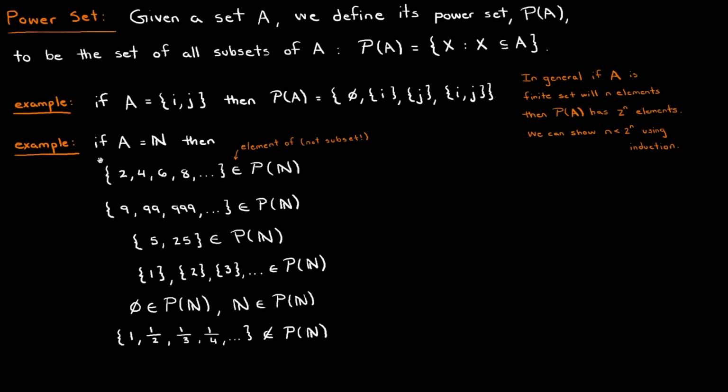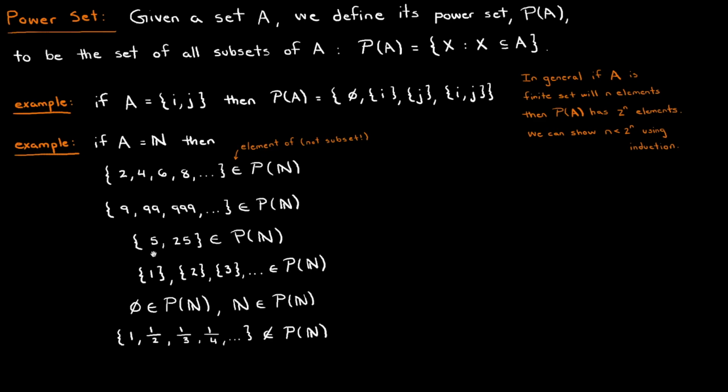As another example, if A happens to be the set of natural numbers, then the power set of the natural numbers is going to be a set of sets. And so one element or one member of this set is the set of even numbers. And notice I'm using element of, not subset. So this is a member of this power set of natural numbers. Another example would be the set that has 9, 99, 999, and so on. So this would be another element of the power set of the natural numbers.